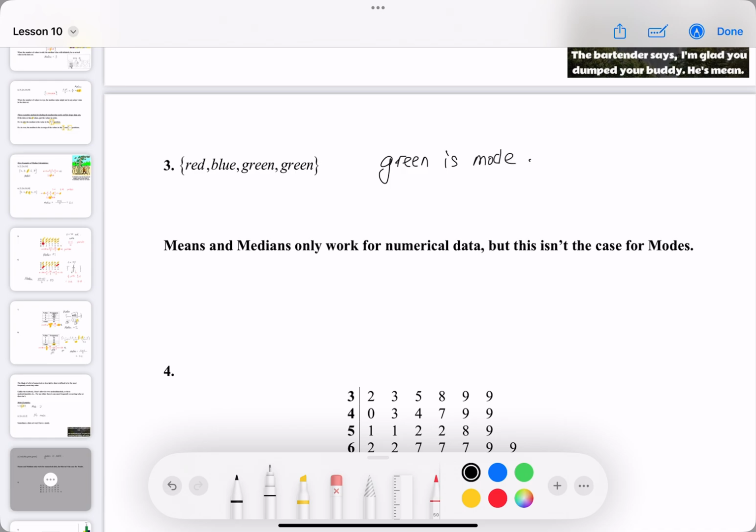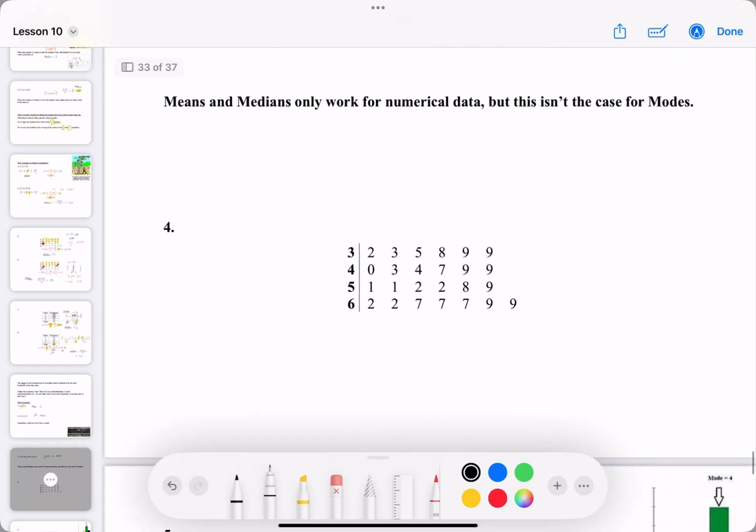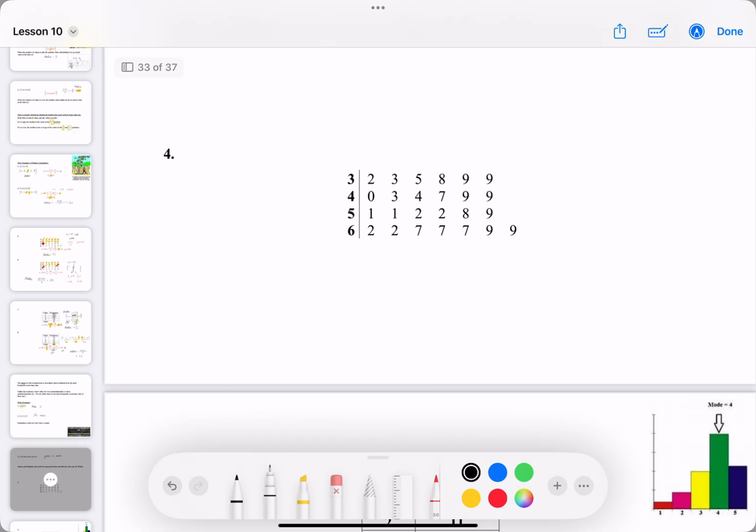Means and medians only work for numerical data, but this isn't the case for modes. Let's see this one. Which value happened most often? Can I say 39, because we have 2 39s? No, some value happens more often than this. If the stem is 6, you see we have 3 67s. So the mode is 67, because 67 happens most often, 3 times in this data set.